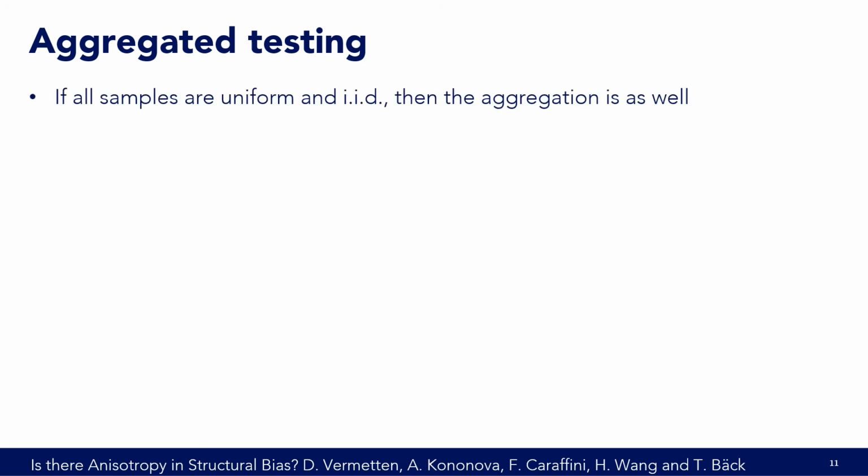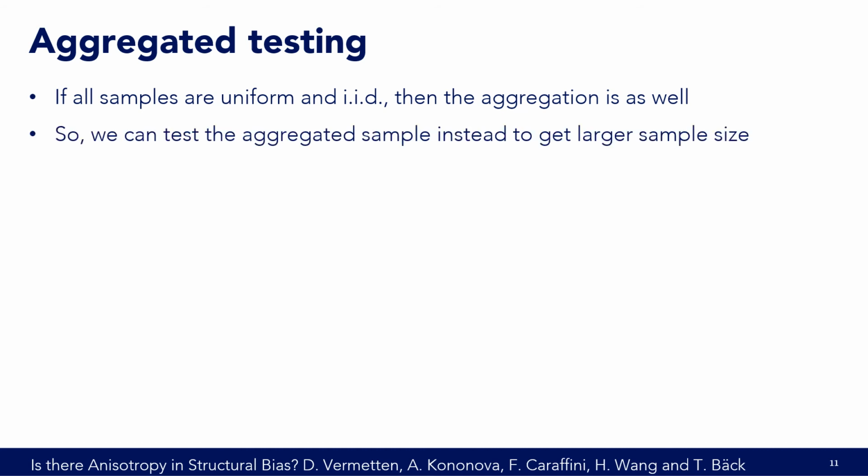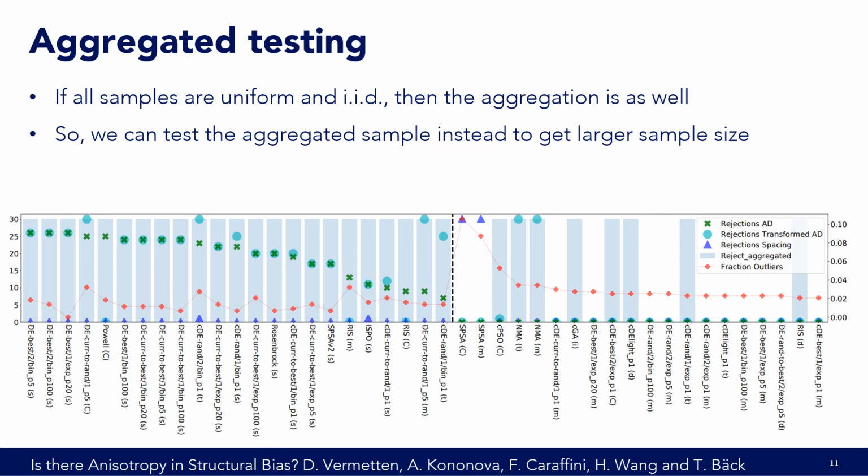And a final way that we can try to improve the structural bias detection is by aggregating samples. Because if we have the case that all of our samples are uniform and identically distributed and independent, then the aggregation should be uniform as well. So we can test the aggregated sample to get a larger sample size and a more robust test. And indeed, running this will reject the null hypothesis on all of the cases where we suspected anisotropy because of differences between dimensions, different numbers of rejections, and also in quite a lot of the cases where we suspected anisotropy because of correlations between dimensions.